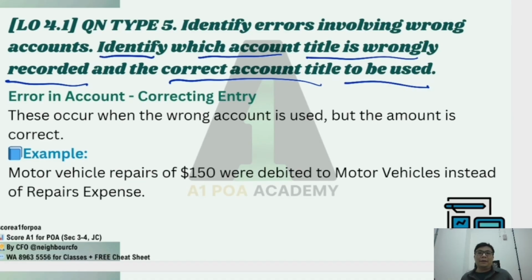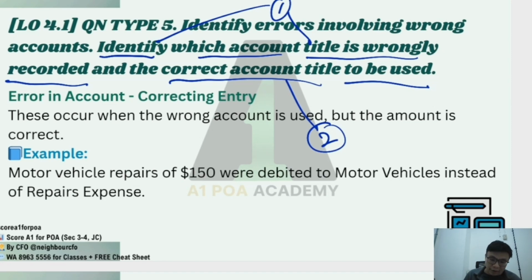So over here, you can see that all in all, there are two actions that we need to close the loop as far as rectification of this error is concerned. Firstly, to identify which account title is wrongly recorded. Only when you have the wrong account that you identified, then you will be able to correct it with the correct account title. So that will be number 2. So once again, this occurs when the wrong account is used, but the amount is correct.